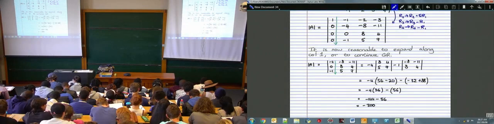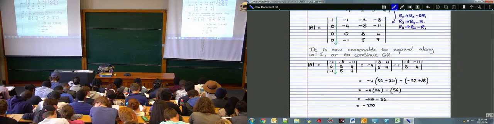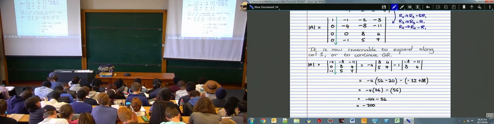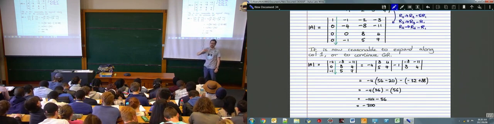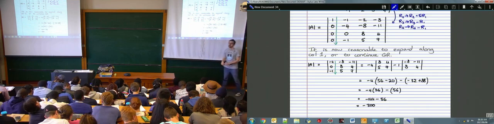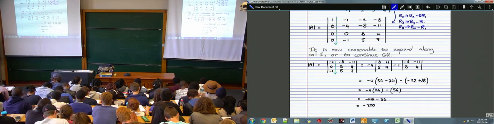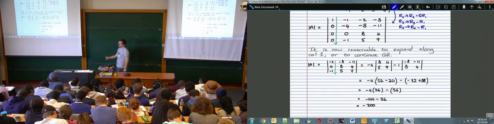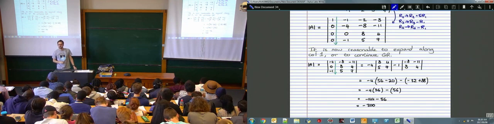Expansion along that first column. The nice thing about the expansion along the first column is that you just get 1 times a 3 by 3 determinant, and all the other minors are multiplied by 0, so you don't have to bother calculating them. And then this 3 by 3 determinant, again, it's reasonably easy to expand. There's a 0 in the first column, so if we expand along the first column again, we just get 2 by 2 minors to evaluate. And that's fairly straightforward, and you do this calculation, and you get negative 200 as the result. Is everyone happy with what we've done over here?